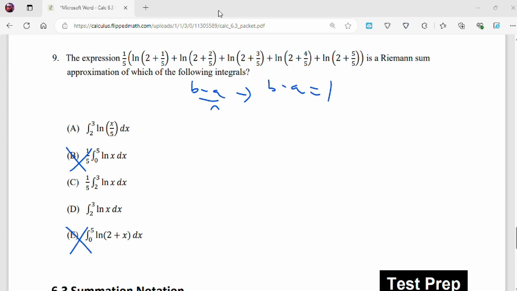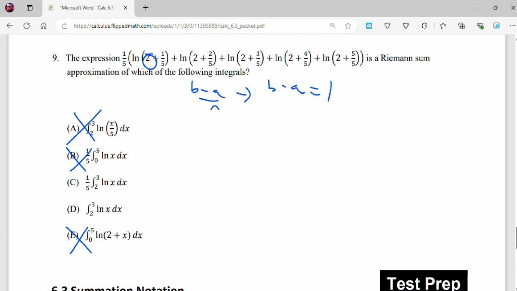Well, I think we can eliminate A because we have x over 5, but that doesn't really match the expression we have. Right? If you plug in f of A, so we know that A is 2, right? So if you plug in 2 for f of A, you get 2 over 5, but we get 2 in the expression as f of A. So it can't be A.